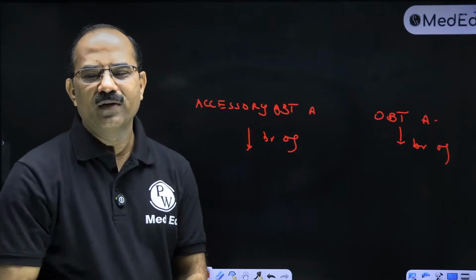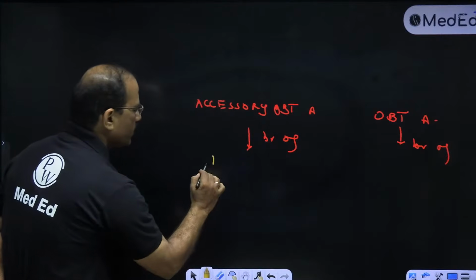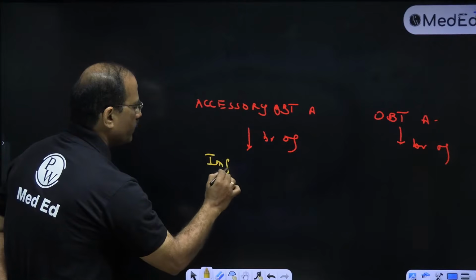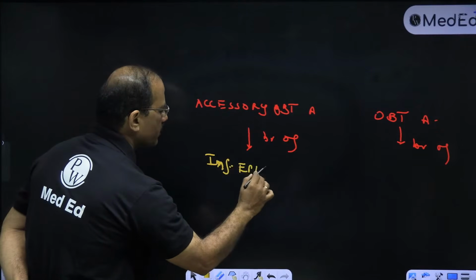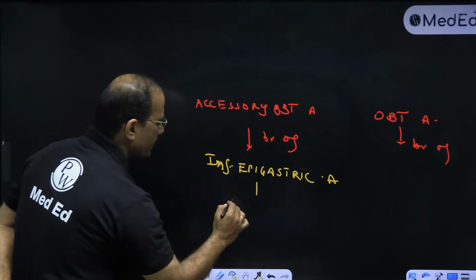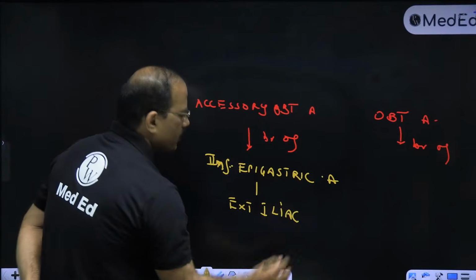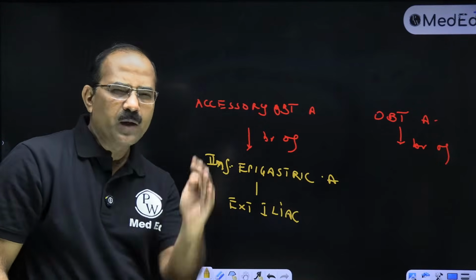Abnormal obturator artery and obturator artery. Yes, abnormal obturator artery is the branch of inferior epigastric artery, which is a branch of external iliac. External iliac, remember? Inferior epigastric artery, remember?